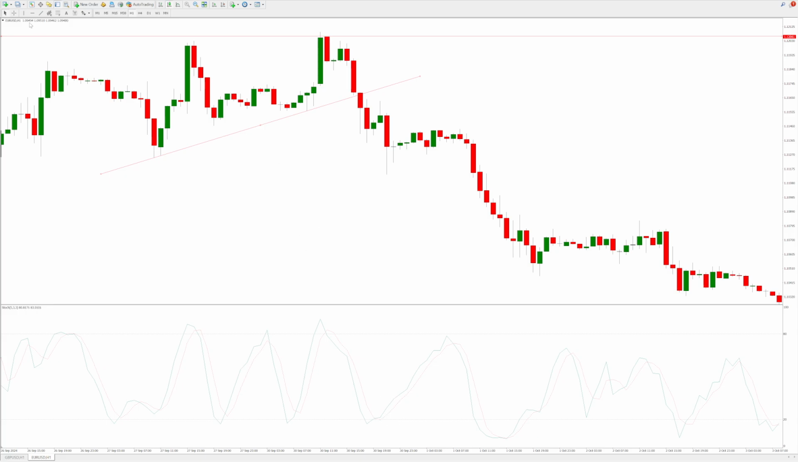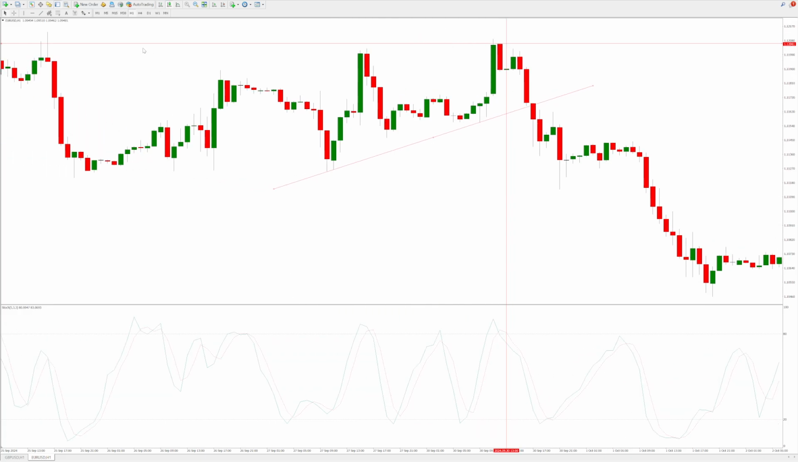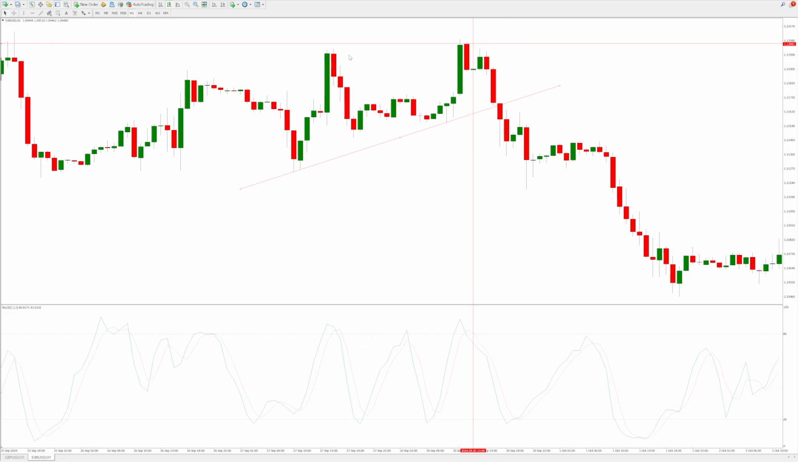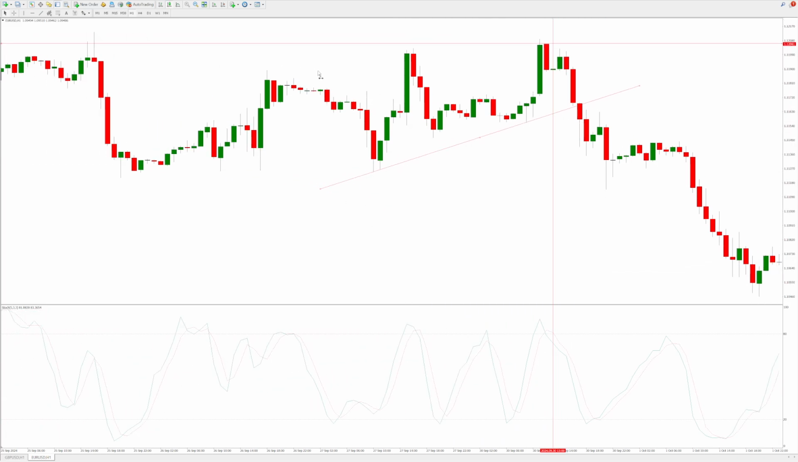So what was the stochastic saying when we had this hanging man? We had the hanging man candlestick pattern and the stochastic had crossed downwards in an overbought area. That coincided with the strong resistance here, the triple top pattern, and a wedge forming there. All good indications that this would have been a trade we would have wanted to consider taking.